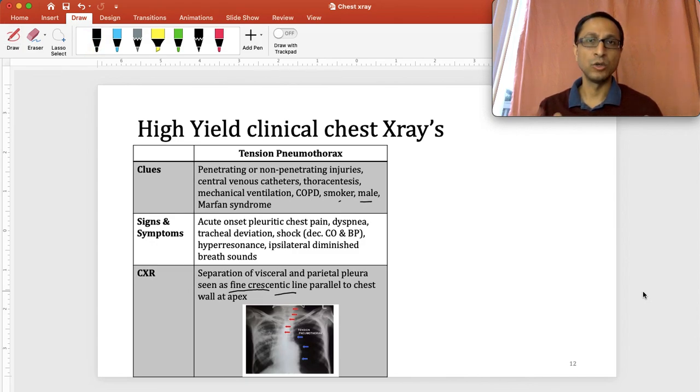So guys, those were all the major points that you want to know for picking out important chest X-ray findings in the lung fields.